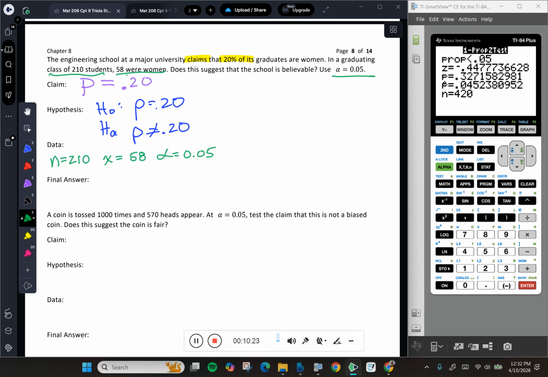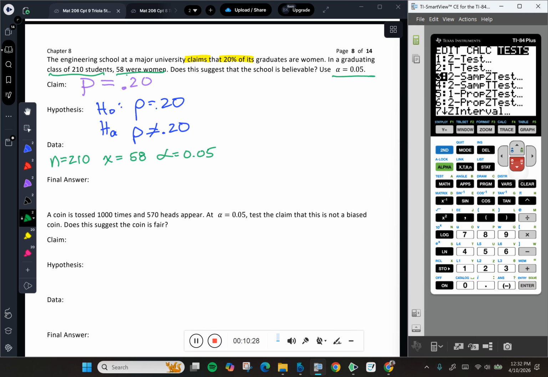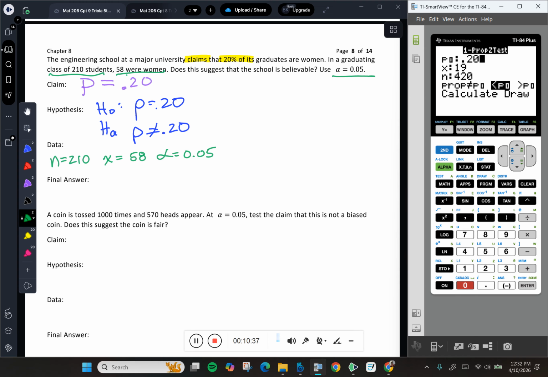Since the claim is about a population proportion, I'm going to run a 1 prop z test. It's going to ask me for a p sub 0. That is the equality statement from the null hypothesis, so that's 0.20. It's going to ask me for an x, that's our 58. It's going to ask me for an n, that's our 210. It's going to ask me, what kind of test is this? And since it's a not equal to, that makes it a two-tailed test. And then I'm going to calculate it.